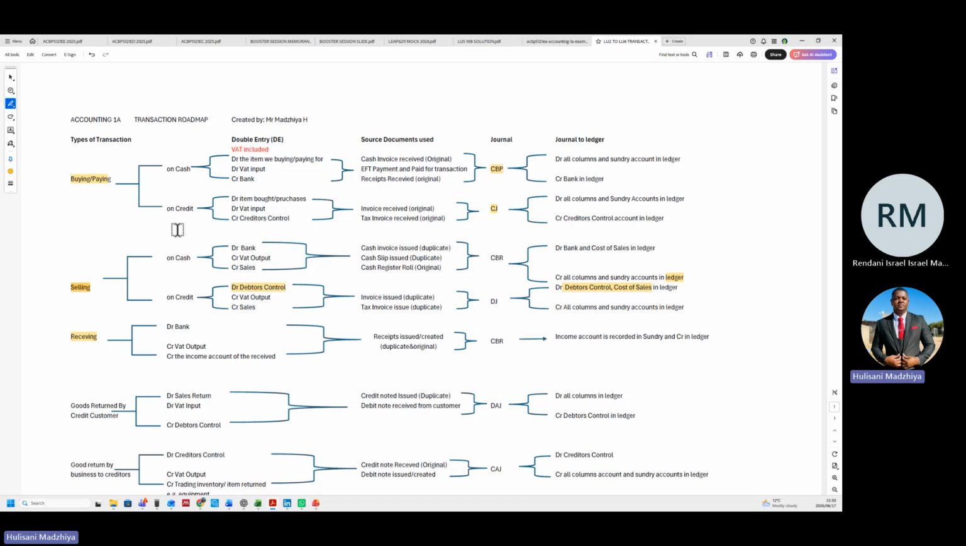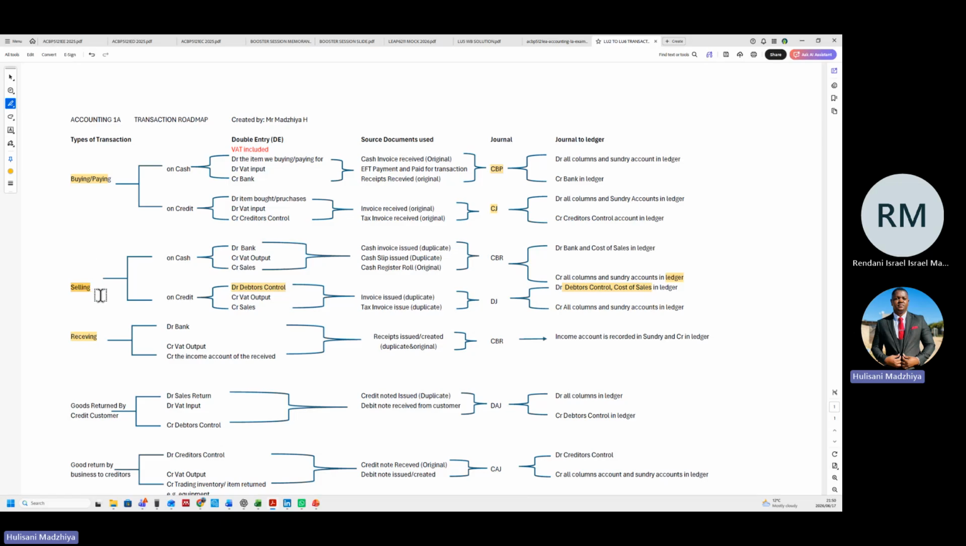So it means that now we have covered two concepts. Transaction where you are buying, and when you read the transaction, it says you bought the following goods or paid for the following goods. So you just look for the keyword: are we buying on cash or are we buying on credit? Or did we pay for this on cash? If we paid for this on cash, that's your cash book payment. If you bought this on credit, that's your creditors journal. Source documents used for creditors journal: invoice received and tax invoice received, the original ones.